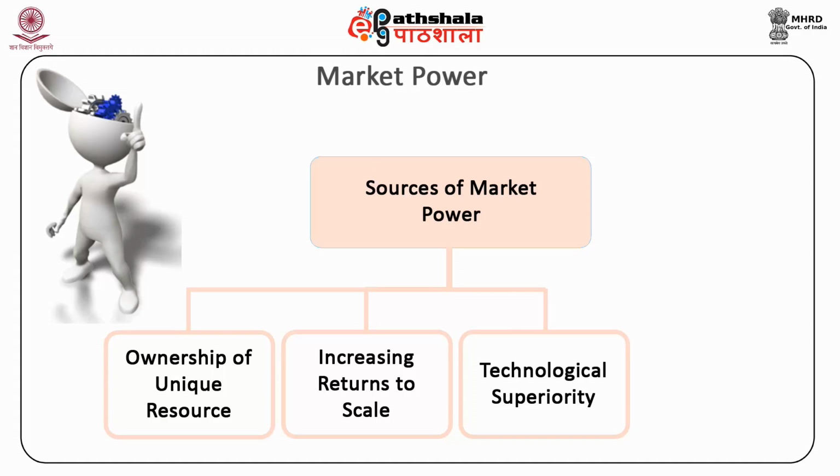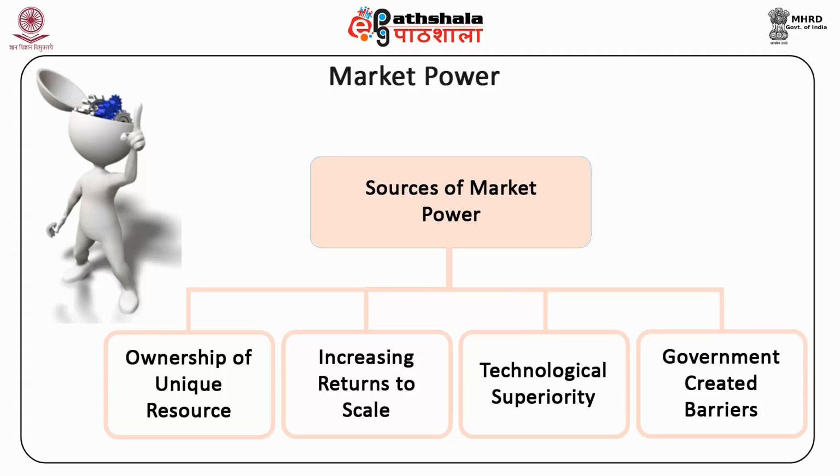Third is technological superiority. Firms with technological superiority have a competitive advantage over new firms. For example, Monsanto is a private seed firm that had substantial market power due to its technological superiority in developing cotton seeds. Fourth is government created barriers. Finally, government created barriers can be a source of market power. For example, patents granted to pharmaceutical companies give them a virtual monopoly in the protected product.